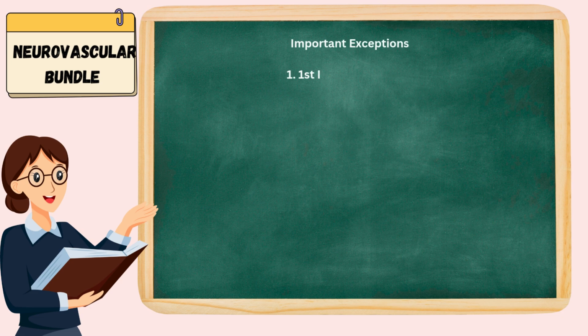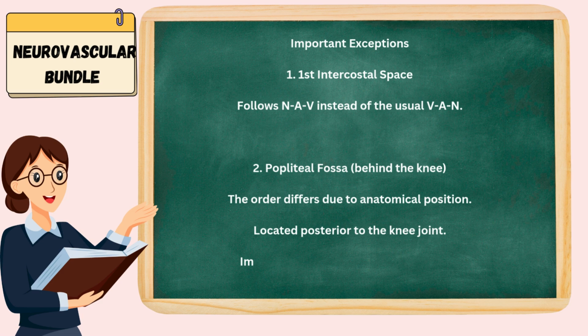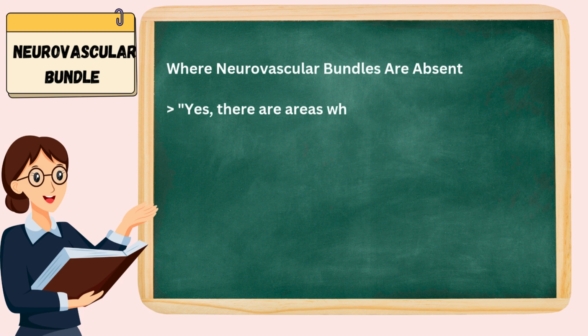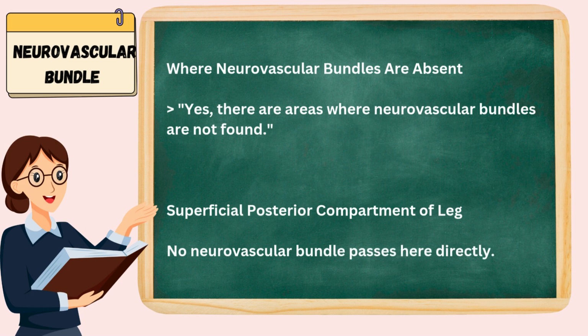Important exceptions: 1. First intercostal space follows NAV instead of the usual VAN. 2. Popliteal fossa, behind the knee. The order differs due to anatomical position. Located posterior to the knee joint. Important in surgeries and nerve blocks. Where neurovascular bundles are absent. Yes, there are areas where neurovascular bundles are not found. Superficial posterior compartment of leg. No neurovascular bundle passes here directly.